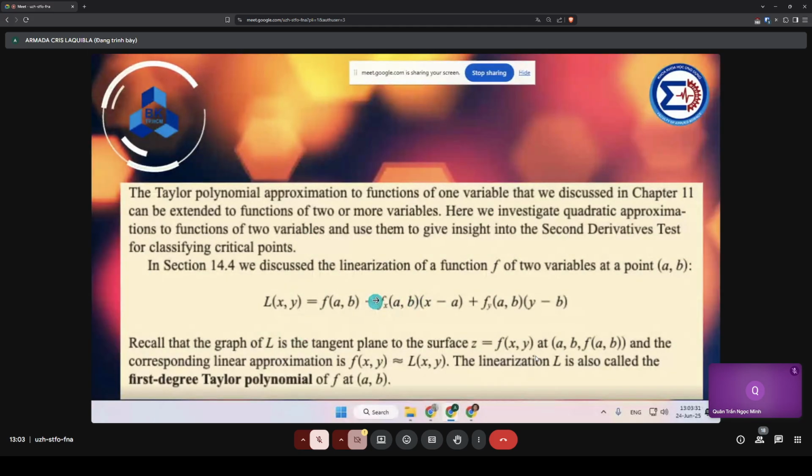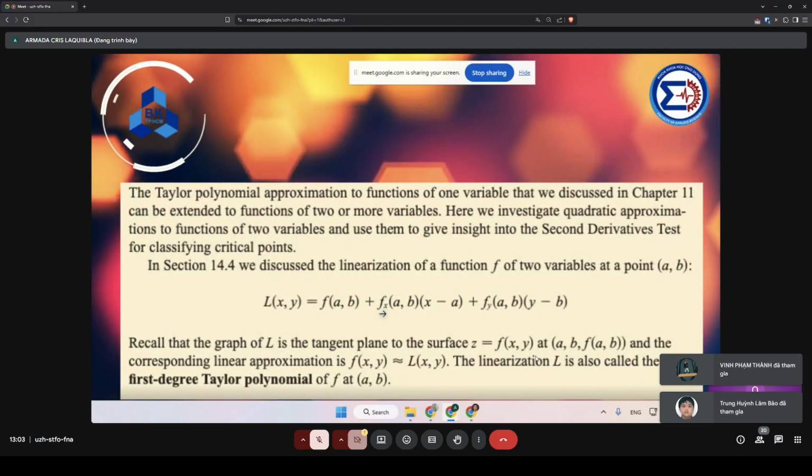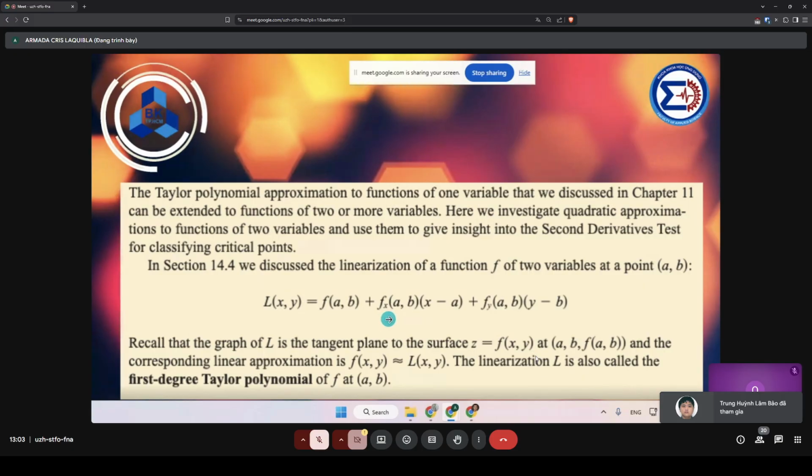So we have here the linearization of a function f of two variables at the point (a, b), and we have this formula. L of x, y is equal to f of (a, b) plus f_x at (a, b) times (x minus a), and then f_y at (a, b) times (y minus b). Again, f_x here is the partial derivative of f with respect to x.